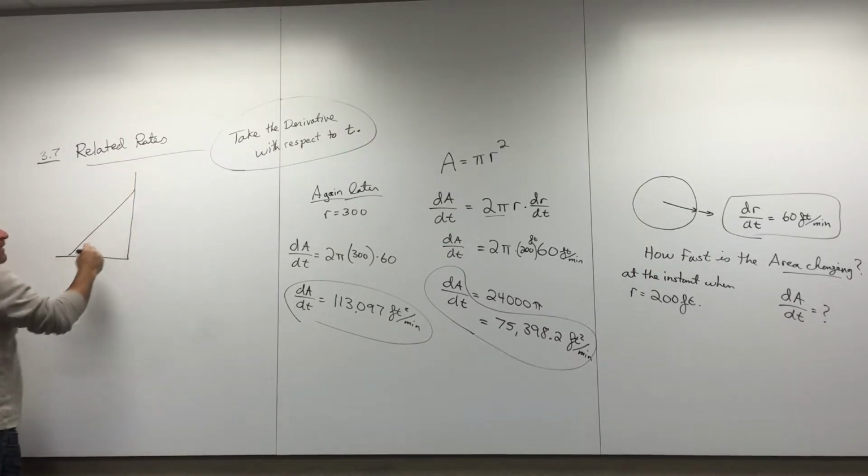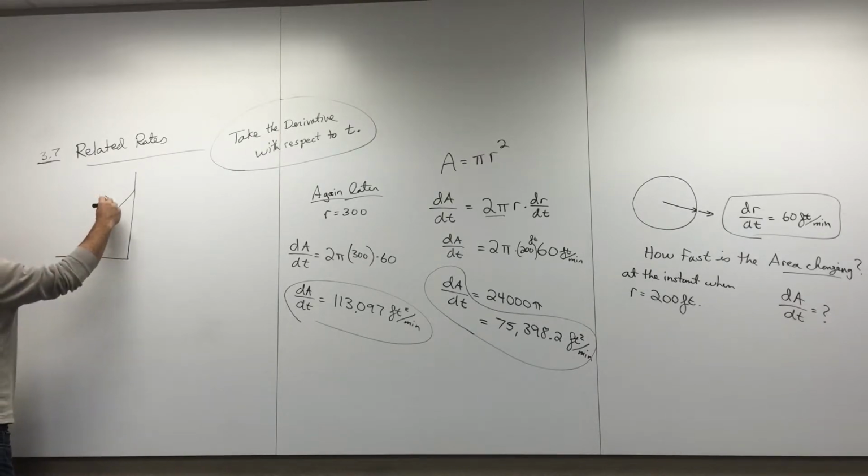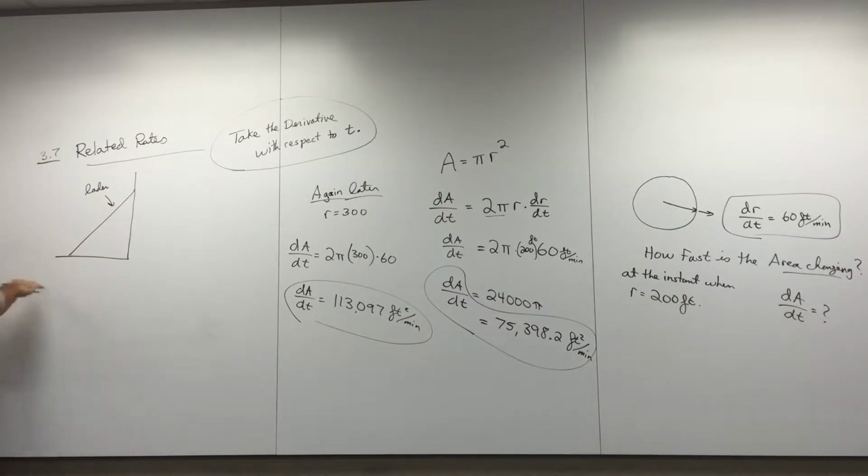There's a ladder leaning up against the wall here. This is a building, this is the ground, and there's a ladder leaning up against the building. The ladder is not going to change length. The ladder is 30 feet long. But some sneaky guy, some jerk on the construction site, walks up to the ladder, grabs the bottom of the ladder and starts pulling it away while the poor guy's up there painting.